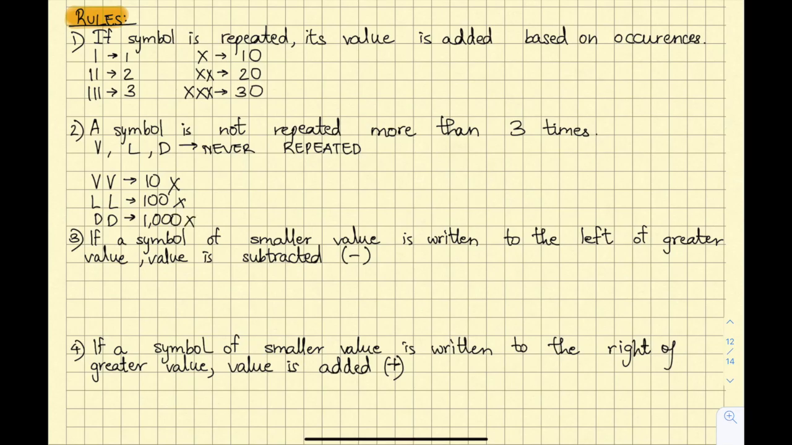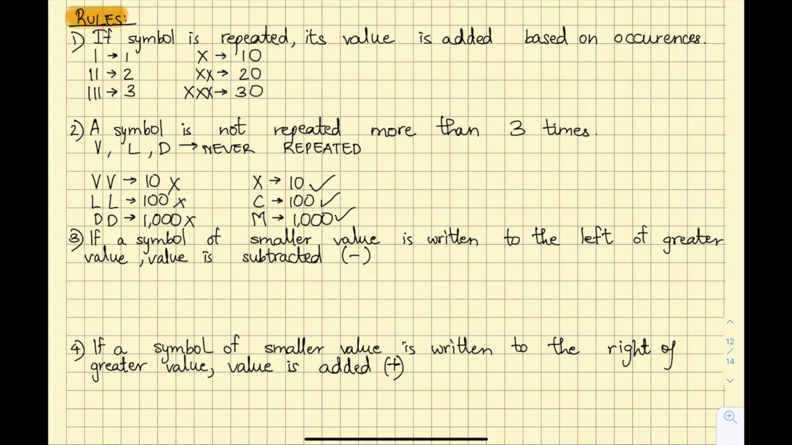Therefore, we do not have 5 and 5 for 10, whereas we have X for 10. We do not have L, L 2 times, but we have C for showing 100. This is correct. We do not have D, D 2 times, whereas we have M for showing 1000. These all are the correct ways, whereas these all are the wrong ways. So we just keep it, no problem.